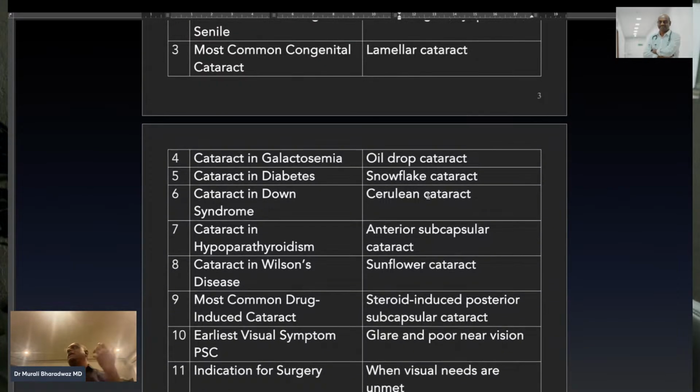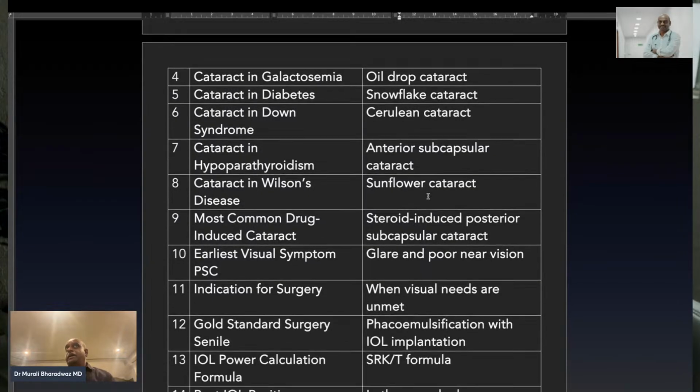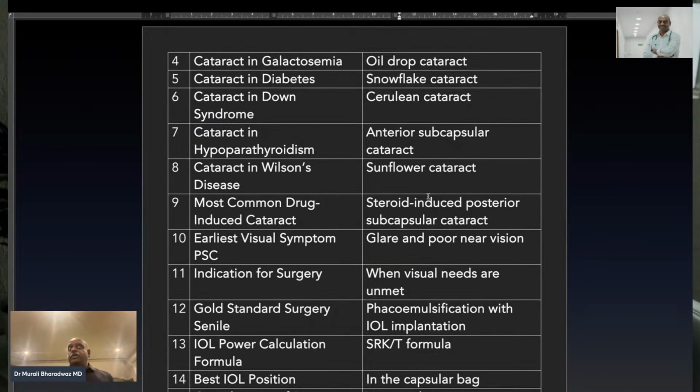Now the most common congenital cataract is lamellar cataract. Galactosemia is oil drop. Diabetes is snowflake, not cornflake. Down syndrome is cerulean cataract. Hypoparathyroidism is anterior subcapsular. Then Wilson's disease is sunflower. You can remember Wilson is copper, copper is yellow, yellow is sunflower. How will you remember galactosemia? Oil drop.